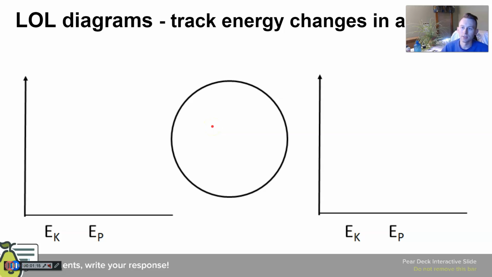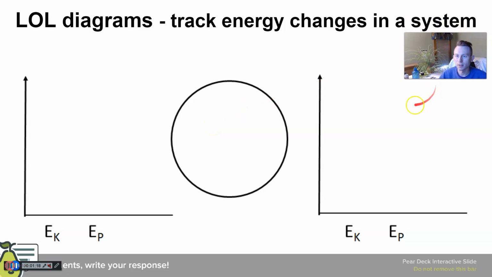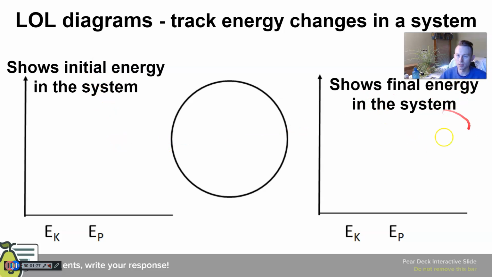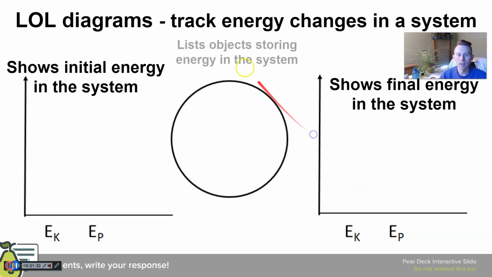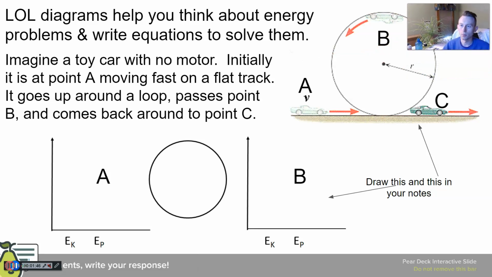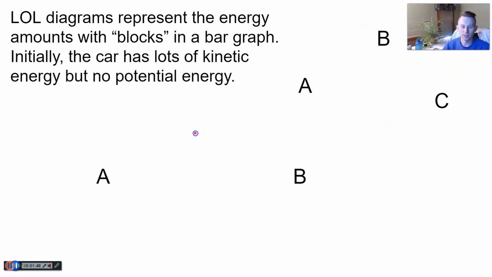An LOL diagram, LOL diagrams track energy changes in a system. And so the first part shows the initial energy that's in the system. The second L or the second bar graph shows the final energy in the system. And then the O lists the objects that are storing energy within, again, the system. And then the different bars above the different kinds of energy show what kind of energy is in the system.